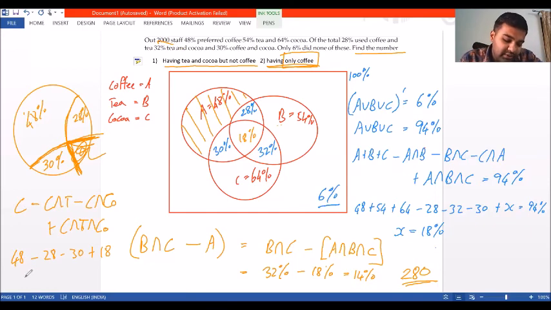48 minus 28 is 20. 20 minus 30 is minus 10. Minus 10 plus 18 is 8 percentage. What is the value of 8 percentage on the total 2000 staff? 2000 into 8 percentage is 160. So 160 people consume only coffee.